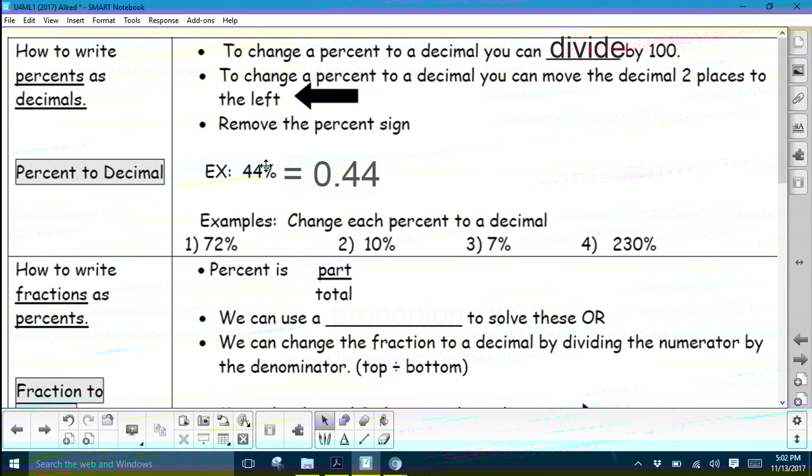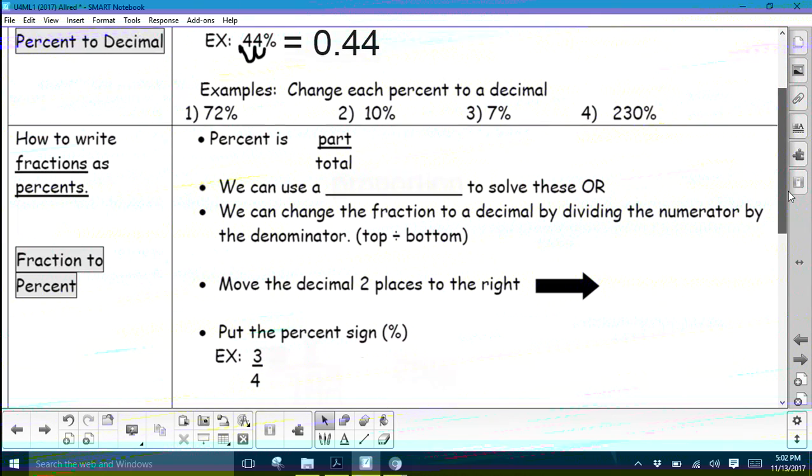So if you have 44%, you can move that decimal that is at the end 2 places to the left, 1, 2 places, and you're going to call it 44 hundredths. Okay, I want you to tell Edpuzzle what you think 72% and 10% is as decimals.